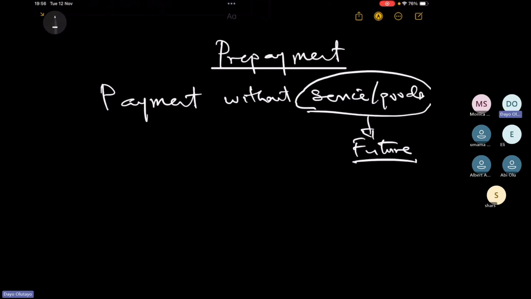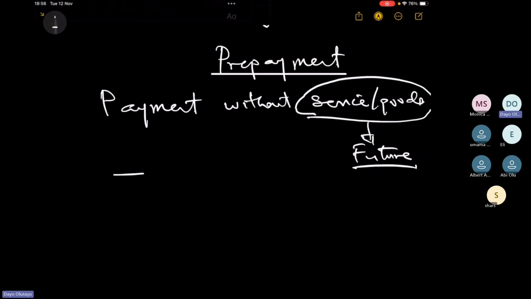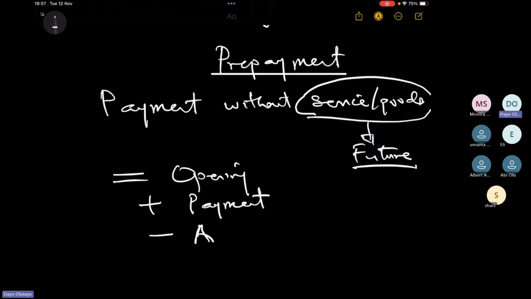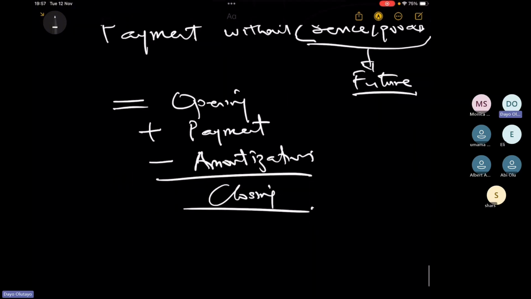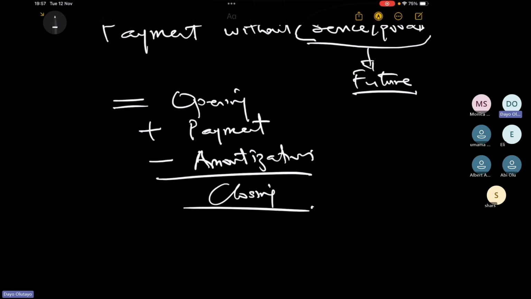How do you account for prepayment naturally? You account for it starting from the opening balance, plus payment, which is additional prepayment you are making. Then the part that you have enjoyed, you amortize it, and you have your closing prepayment figure. That is the way your prepayment works. And a typical example is your rent.